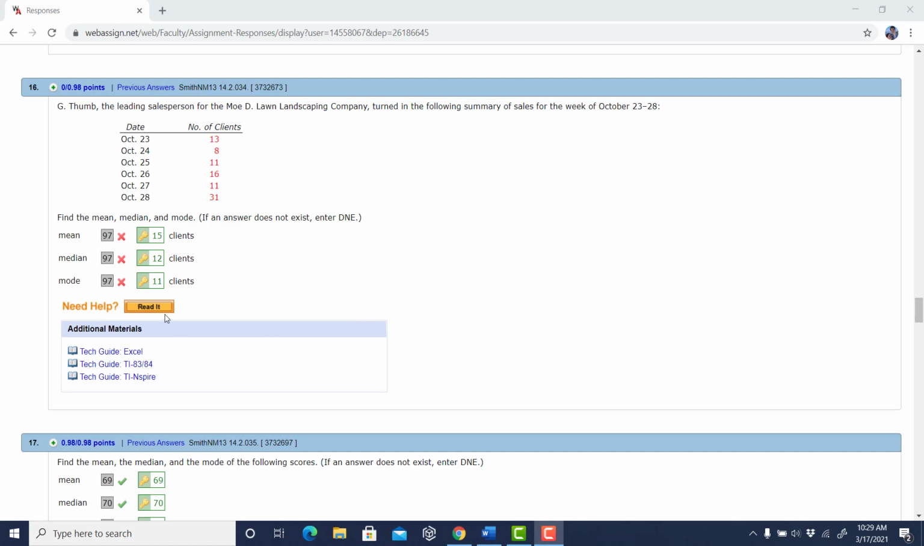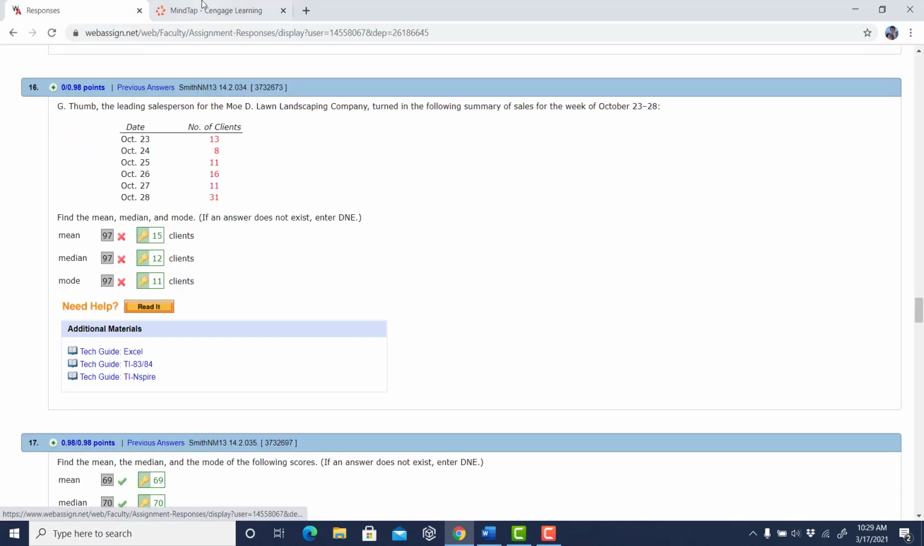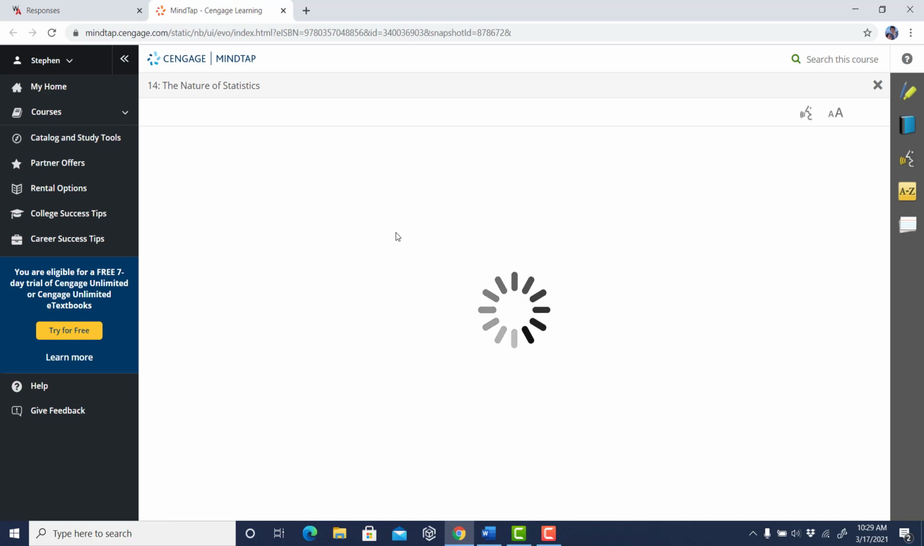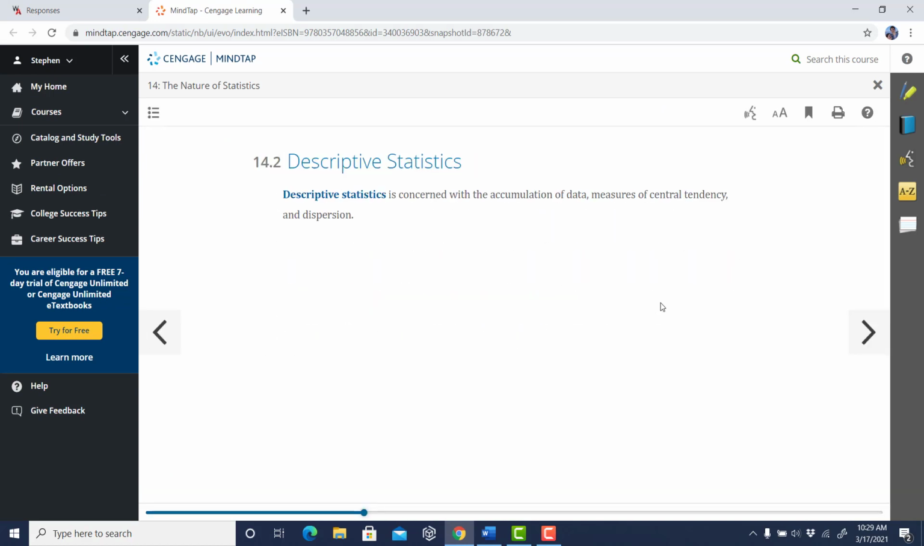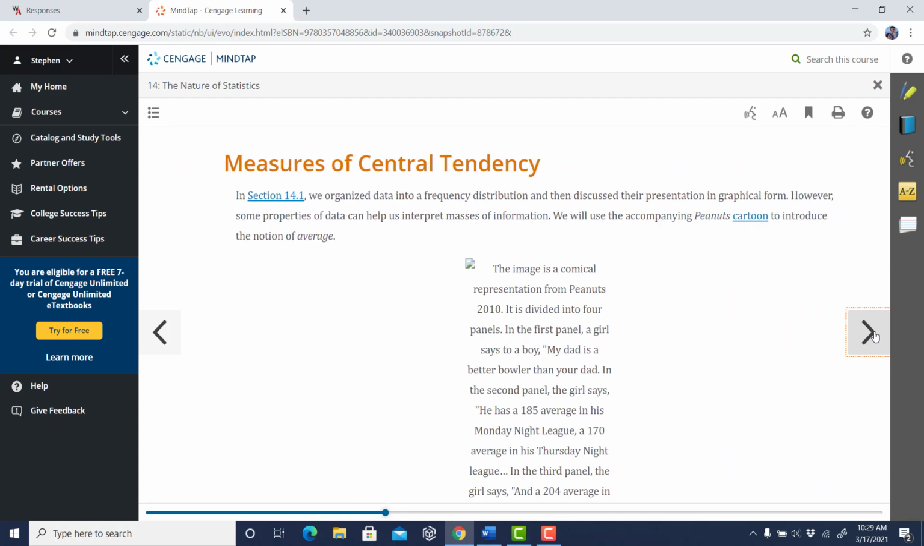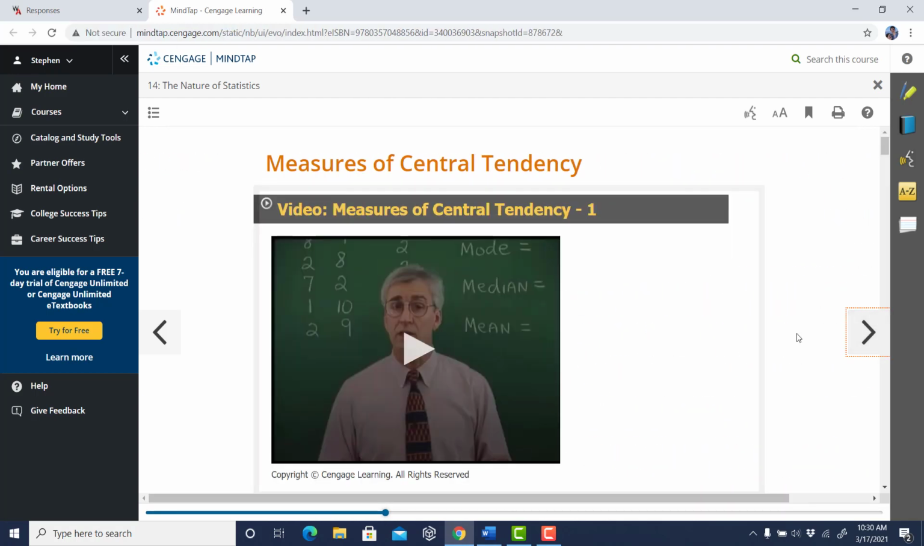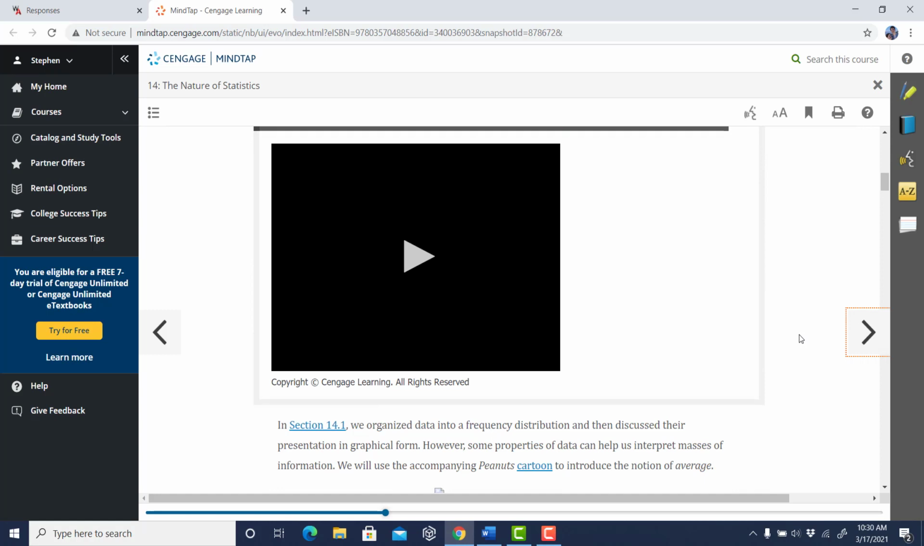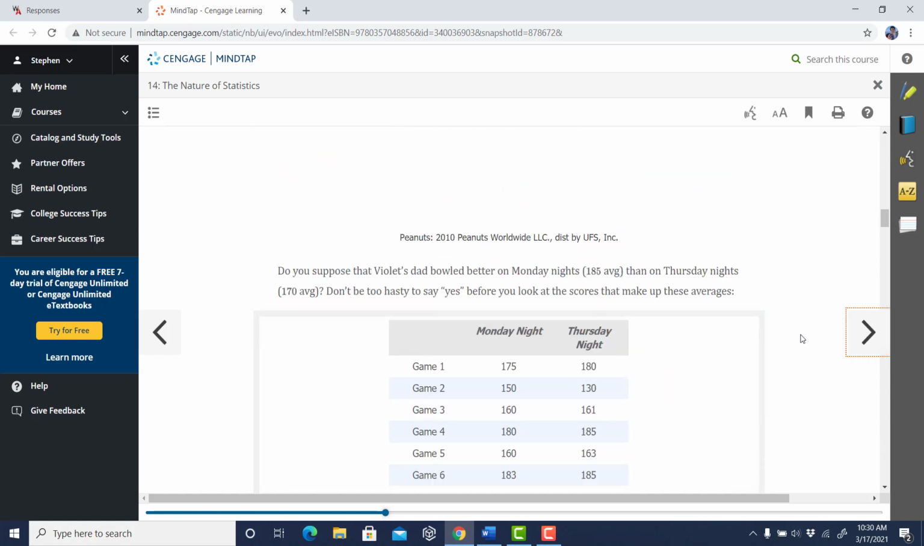First of all, I'd like to just refer to the textbook so we can see where this is covered. I'll click on this button that brings up the textbook. It's just this button that says "Read It," and that will bring it up in a separate tab. It takes us right to section 14.2. These videos would be helpful if you haven't watched them already.